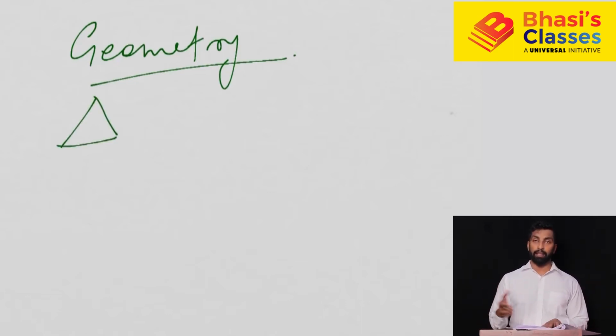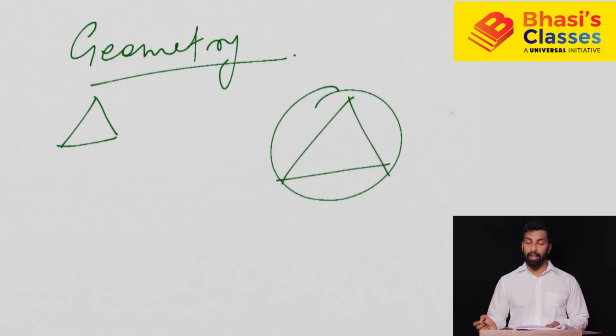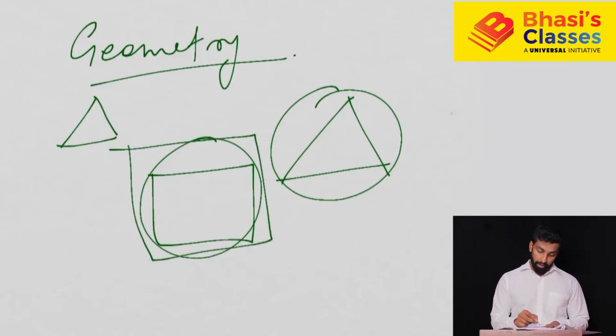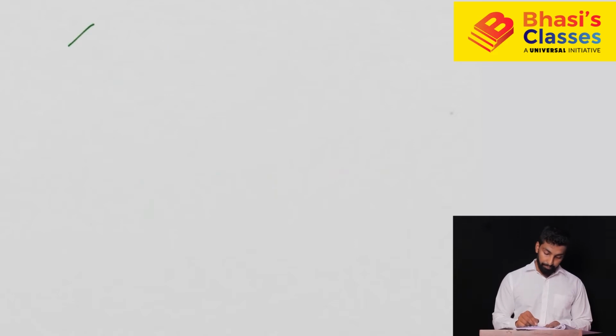Then we will move on to quadrilateral, then pentagon, hexagon, octagon. Then finally we will cover circle. Then associated properties. Then we will discuss a polygon with a circle, like a circle and a triangle, then a circle and a square, right? All these things will be covered in order. Okay, so let's start off with triangle.